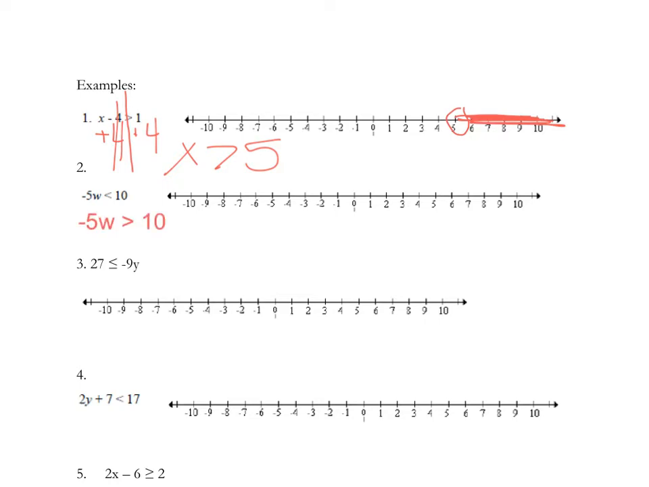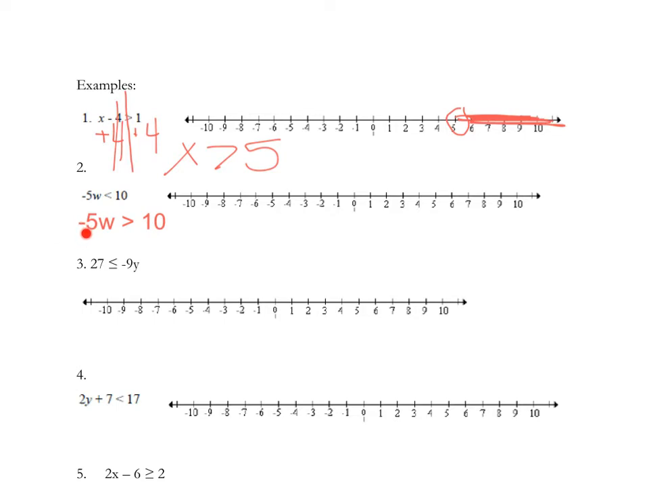Okay, so I've rewritten it. And notice I didn't change anything with my -5w, and I didn't change the 10. All I did was flip my symbol. Instead of saying less than, it now says greater than. So this is a one-step equation, and it's a one-step multiplication.